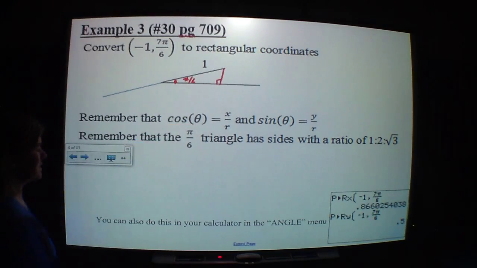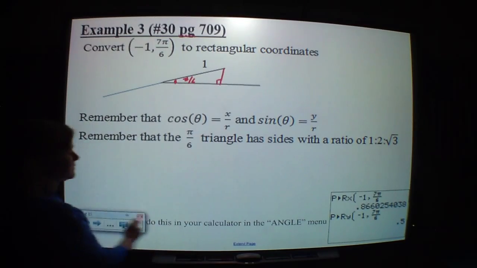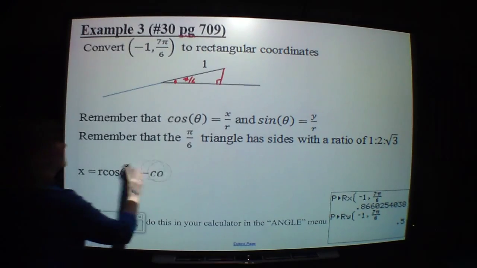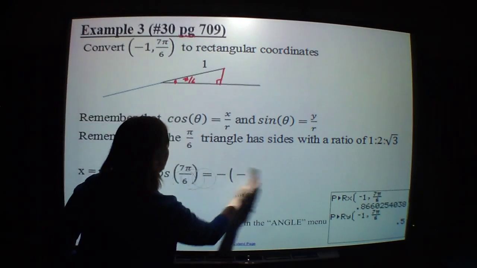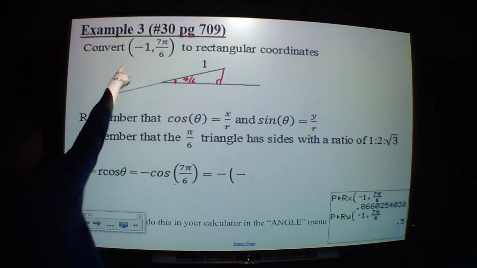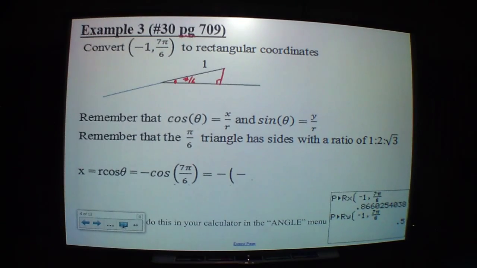Cosine of pi over 6 is equal to x. That's what I have written here. When I'm doing this right here, x is equal to r cosine of theta. I could do it that way. And r is negative 1. So just plug in what you know. This is the negative 1, because the direction was negative, there's my r. That's an r. And the theta that's given is 7 pi over 6.